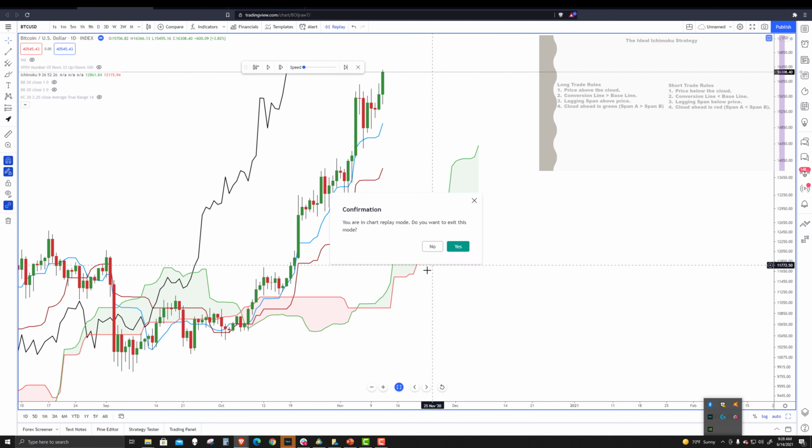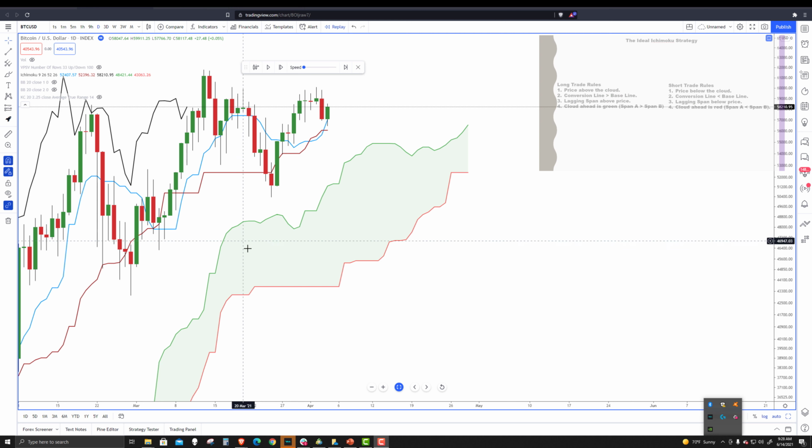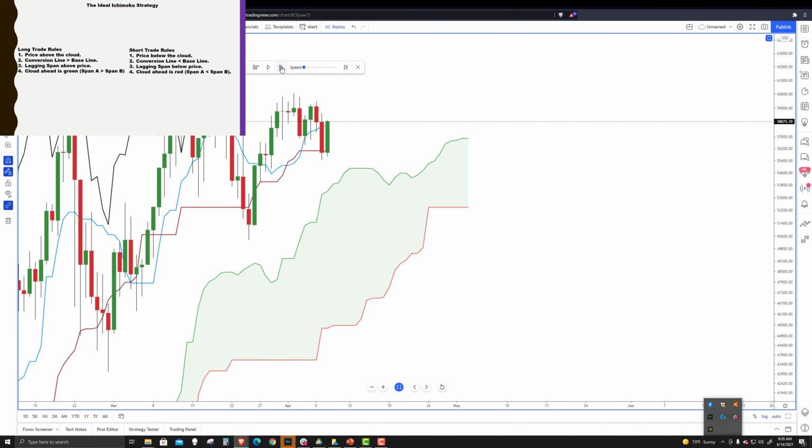Now let's look at an example of a short setup here using the ideal Ichimoku strategy. We're going to do the same thing, just looking for the short entry. So the short entry rules are price is below the cloud, the conversion line is below the baseline, the lagging span is below the candlesticks, and the cloud ahead is red. Span A needs to be below span B. So we're looking at this trade.